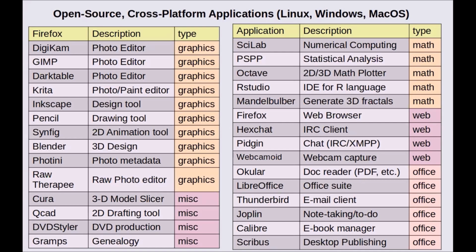There are chat programs and so forth. Office, there's quite a bit of Office programs. LibreOffice is the suite that is most powerful, like Microsoft Office. You have email clients with Thunderbird. You have ebook management with Calibre. And if you need desktop publishing control, there's Scribus.